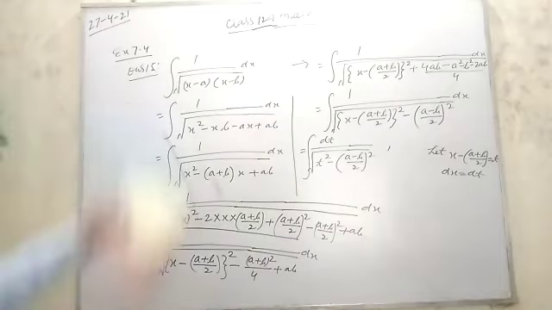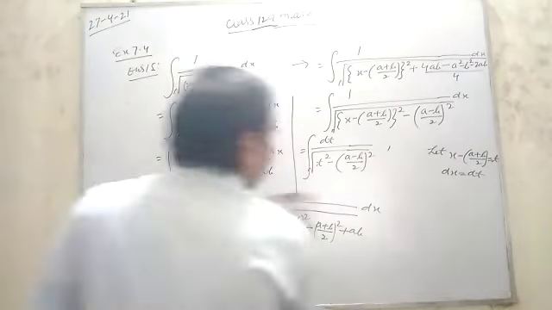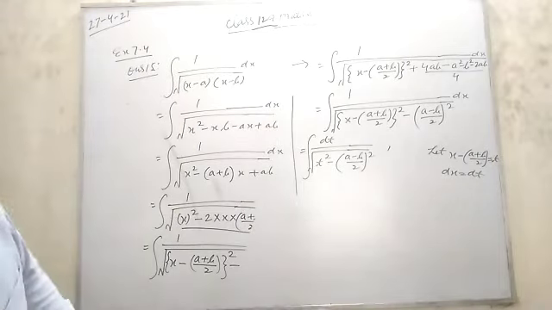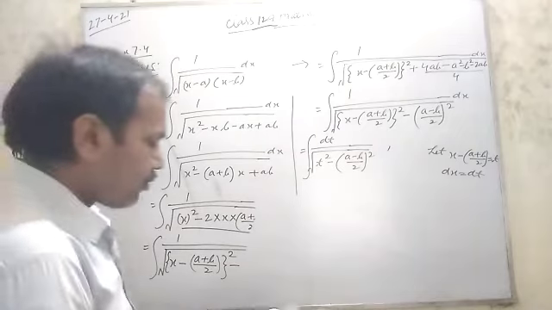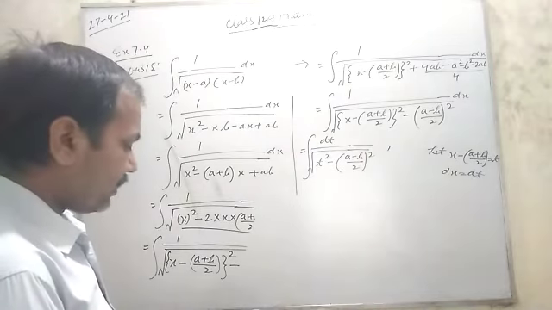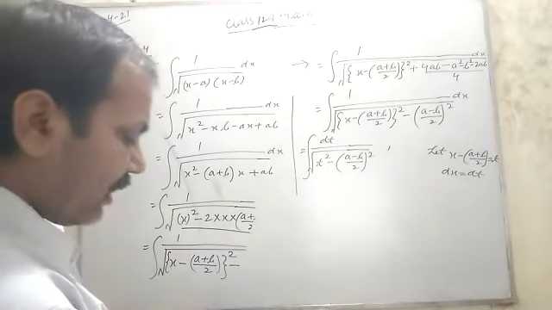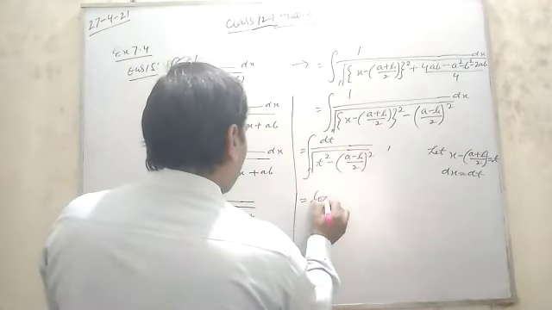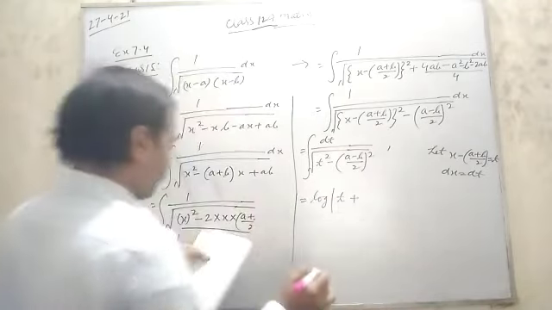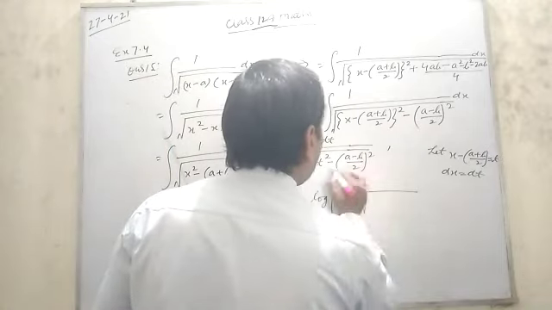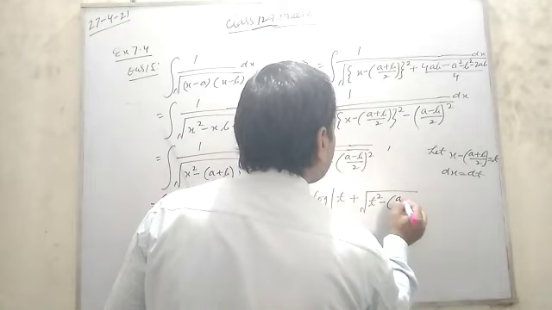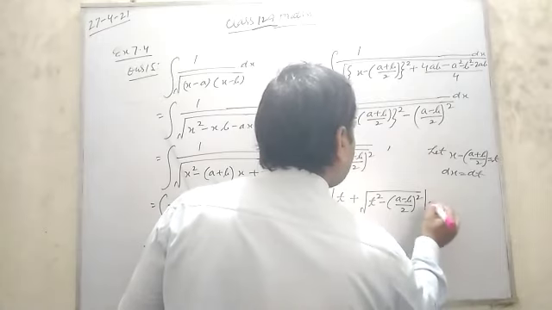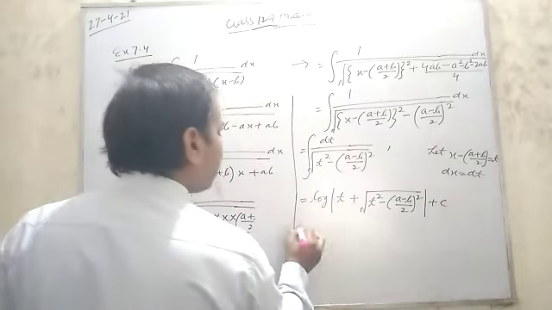So one more time, see this properly. Which formula will apply? 1 upon under root x square minus a square. So the formula is log mod t plus under root this whole t square minus ((a minus b) upon 2) whole square, plus c.